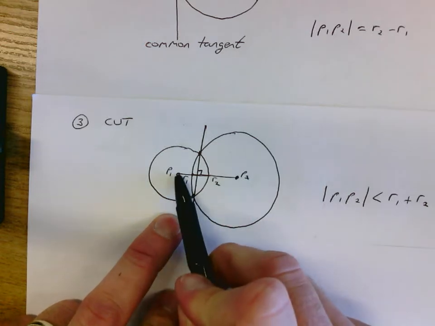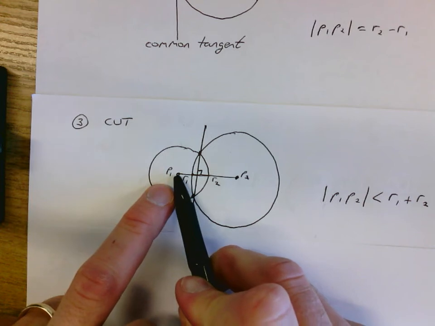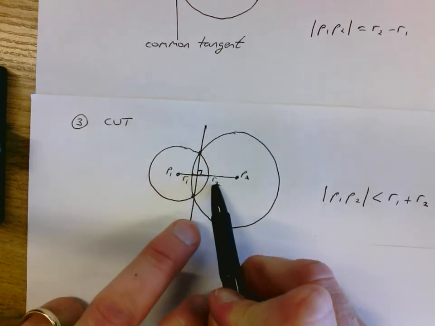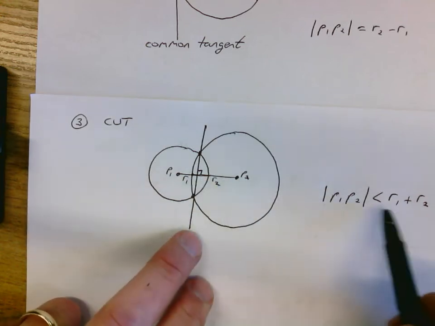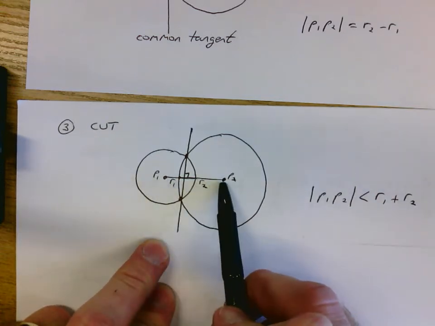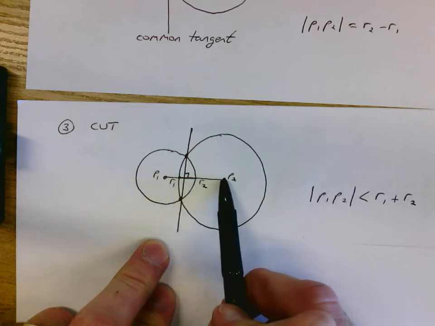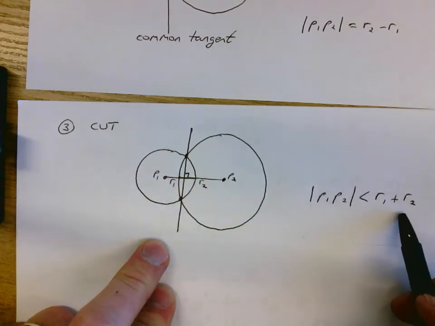I've drawn the line between the centres, P1 and P2. I've drawn in the radius R1, which goes from the centre all the way to here, and R2, which goes from the centre all the way to here. So we can definitely say this. We can definitely say the distance from P1 to P2 is less than radius 1 plus radius 2. We can't say much more than that yet, but we can certainly say that.